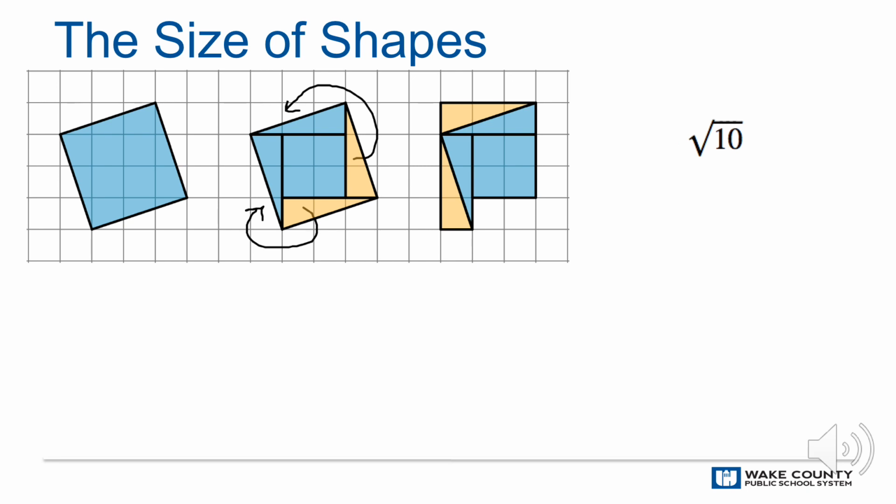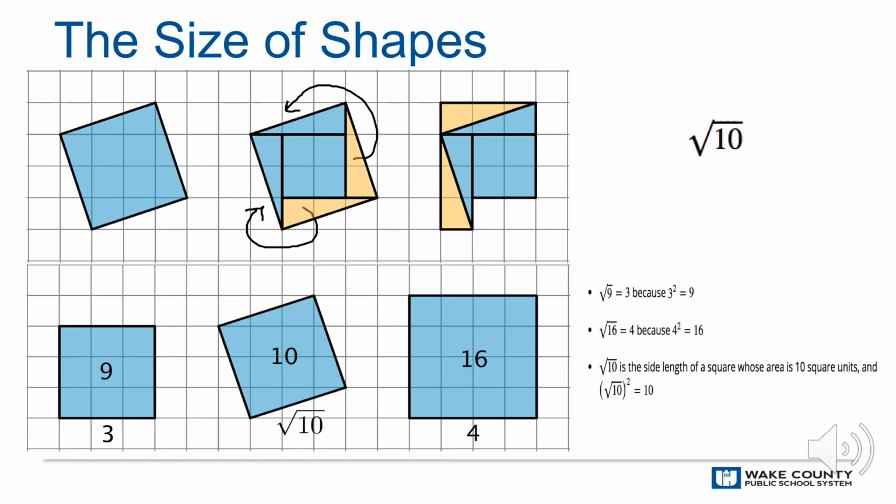All of these statements are true. The square root of 9 equals 3 because 3 squared equals 9. The square root of 16 is 4 because 4 squared is 16. The square root of 10 is the side length of a square whose area is 10 square units, and it is the square root of 10 squared, which is 10.